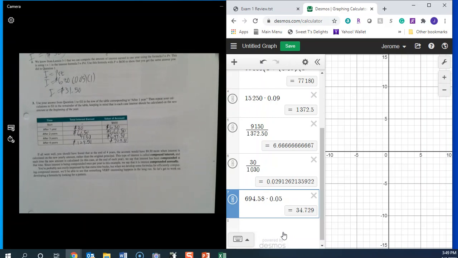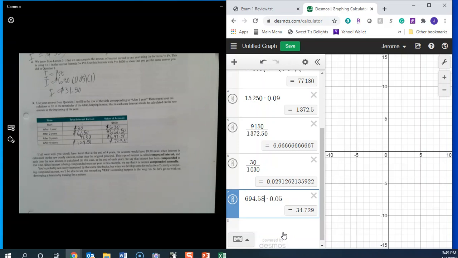Now, it says if all went well, you should have found that at the end of 4 years, the amount would be $9.30 more when interest is calculated on the new yearly amount rather than the original principal. This type of interest is called compound interest. And each time the new amount is calculated, in this case at the end of each year, we say the interest has been compounded at that time. Since interest is being compounded once per year in this example, we say that it is interest compounded annually.